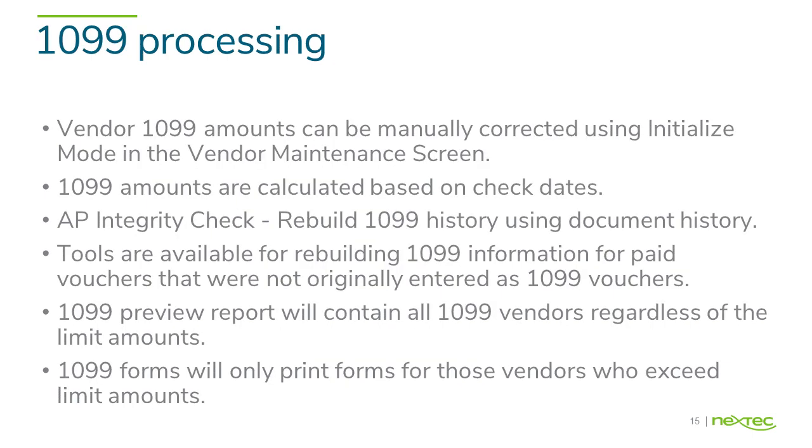Okay, 1099 processing for AP. Make sure that your vendor 1099 amounts can be manually corrected, but you have to be in the initialized mode in the vendor maintenance screen. So for those of you who have not done this before, you have to have all other screens closed. You have to turn on initialized mode. Then you can go into the vendor screen and update your 1099 amounts for certain vendors that need to be corrected. 1099 amounts are calculated based on check dates.